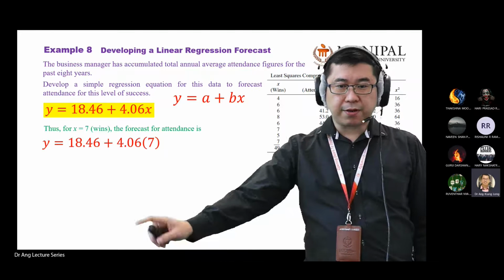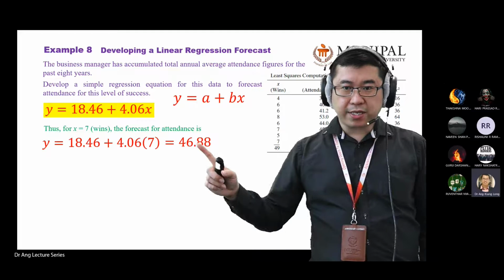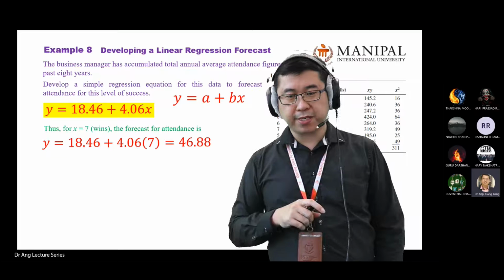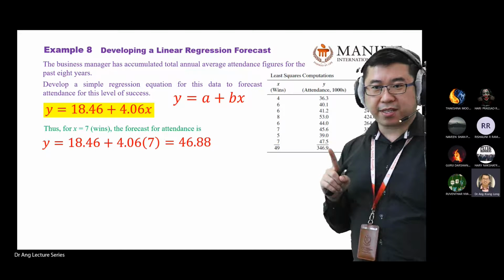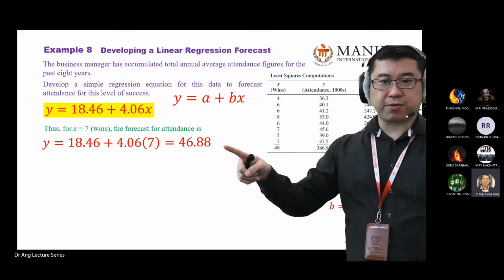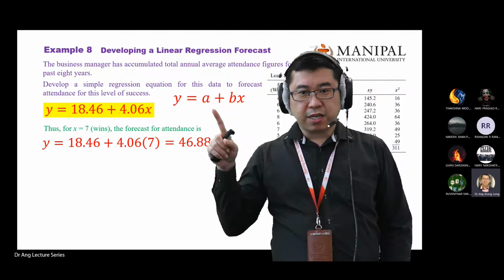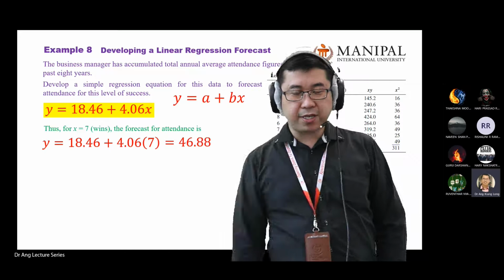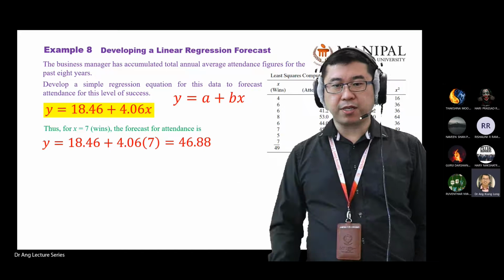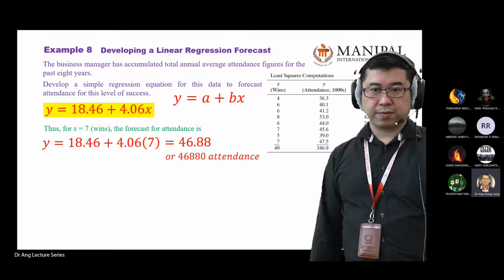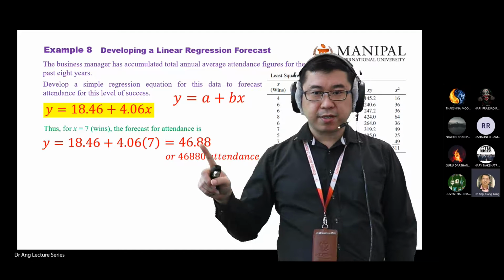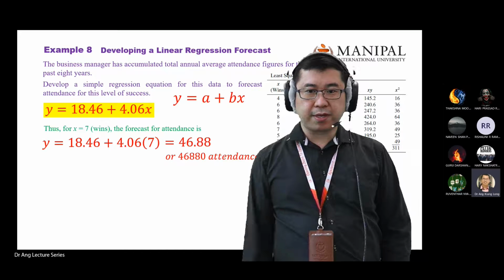Okay, substitute 7. Y is 46.88, and again, this is not a 2 decimal place number. You already simplified by 1000 in your data here, right? Remember to switch back into 1000. This one means if you want to win 7 games next year, you are estimating the audience of 46.8 thousand audience. 46,880 means move 3 places behind.